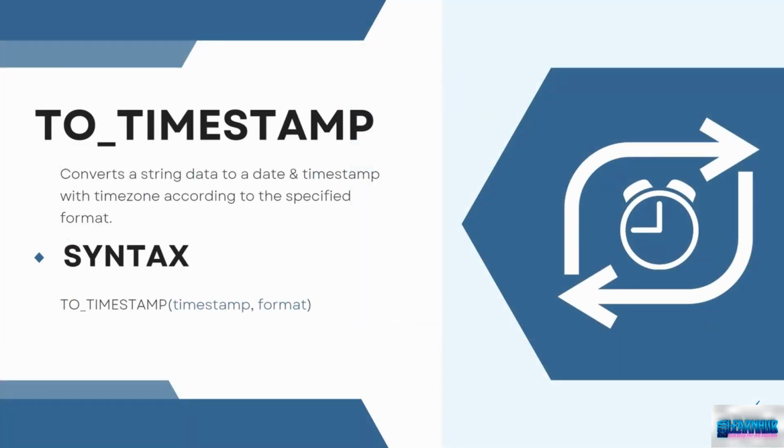The PostgreSQL to_timestamp function converts string data to a date and timestamp with time zone according to the specified format. Its syntax is to_timestamp(timestamp, format), where timestamp is a string that represents a timestamp value in the specified format. Same as the to_date function, you need to indicate the exact date type format of the input to make the function work. The difference between the two is that the to_timestamp includes the whole time format as well as the time zone in its result.